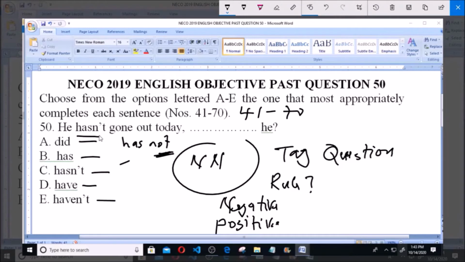So since in the statement we have a negative, then the correct option would be in positive form. The positive to hasn't or has not is has. So we can now say he hasn't gone out today, has he. So option B is correct.